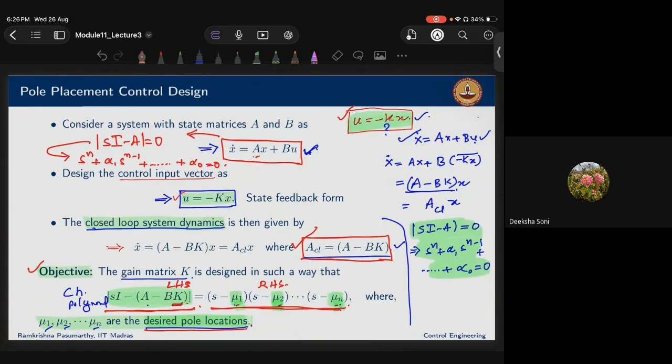It means that you have a system, you have a plant. The plant already has poles, and you're not satisfied with them. Now what you are asking is, can I design a control law so that the poles, let's say P1 old, P2 old, are placed at the new poles, P1 new, P2 new? What is that K value we need? Is it clear?